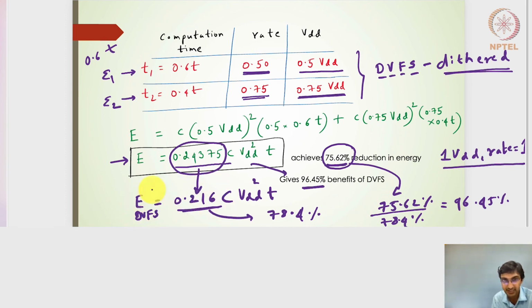But with DVFS, if you use an analog value, whatever the rate is, we will use the same VDD. The problem there is that we have to have extra hardware, a hardware overhead. That was one of the issues, and that's why we went into the deterred levels, which is very suitable for our digital design in terms of saving space as well as giving almost 96.45% of the benefits of the DVFS technique. So hope it is clear.